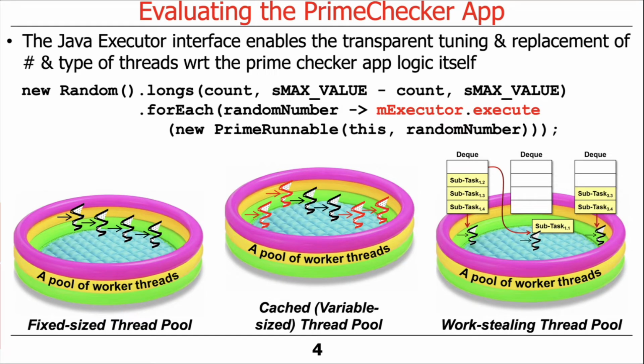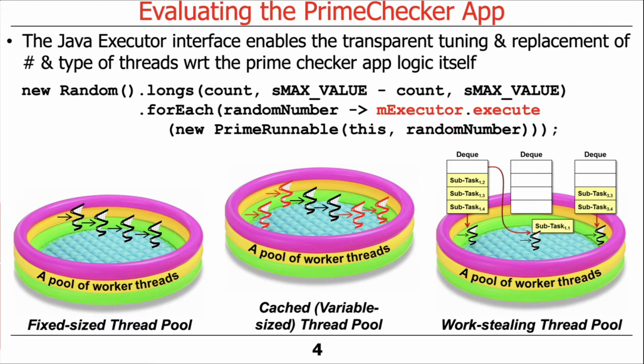So what are some things that are worth noting about this? Well, one nice thing, the pro, is that the Executor interface enables transparent tuning and replacement of the number and the type of the threads separately from the Prime Checker app logic itself. As you can see here, this is just a little snippet of the code from the main activity where we say, hey, Executor, go ahead and execute the computation that is embodied in Prime Runnable. And the cool thing is this piece of code remains unchanged whether we use a fixed size thread pool, a cached or variable size thread pool, or a work stealing thread pool. So that's kind of cool. We can keep our code the same and then change the implementation.